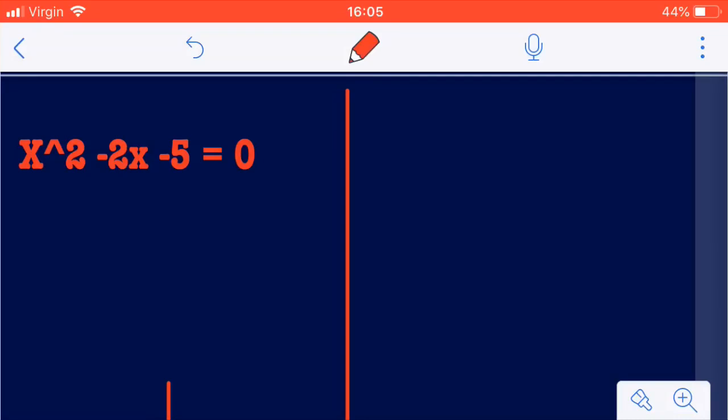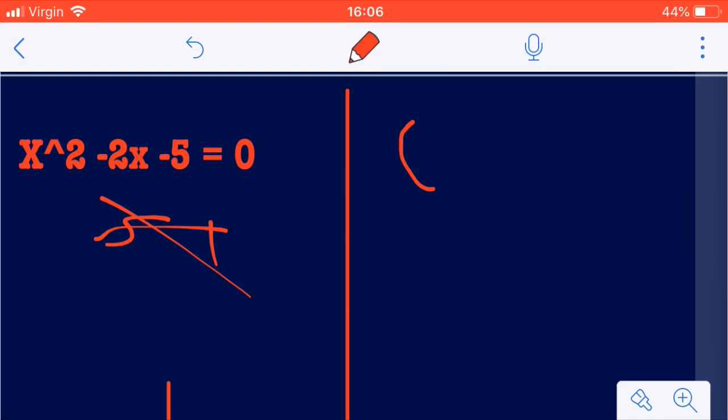Okay, so let's look at another method of solving quadratic equations, which is completing the square. So we've got 1x squared minus 5 minus 2x equals 0. We know it doesn't factorise because we can't make 2 from 5 and 1, whatever we do with them. So we're going to have to use a different method.